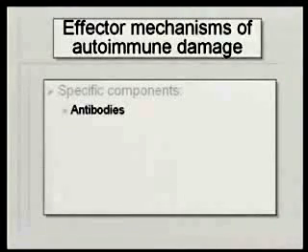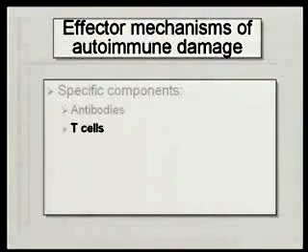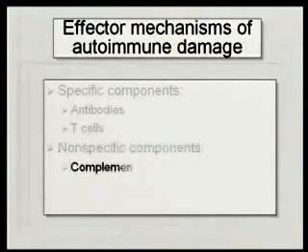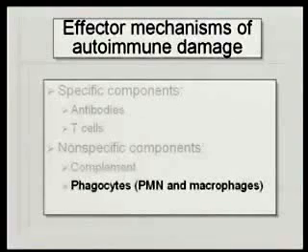What are the immune components involved in autoimmune diseases? Just like any other immune reactivity: antibodies, T cells, the cytokines produced by those T cells, and the non-specific components that are recruited as a result of those cytokines or antibodies. Complement is involved, of course. When there's antibody reacting with the tissue, complement gets activated, and there's complement-mediated lysis.